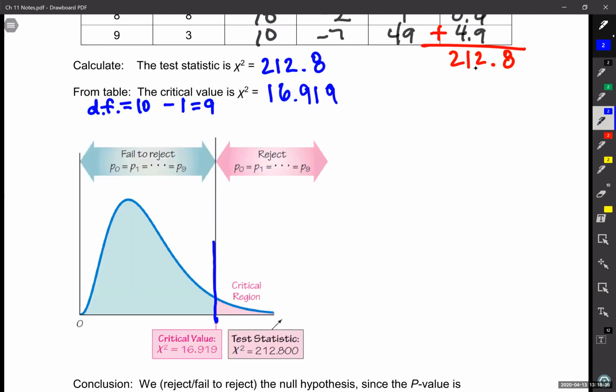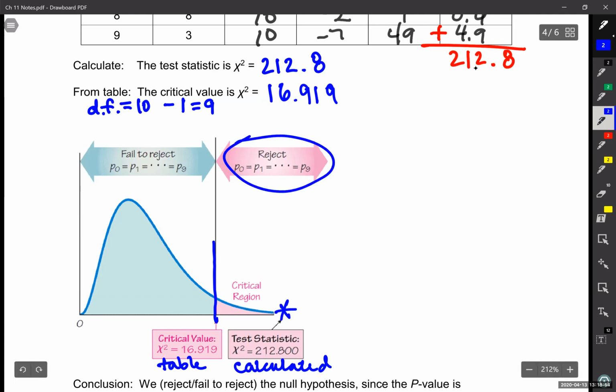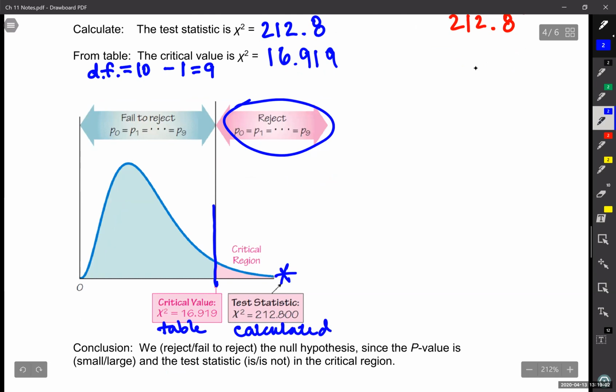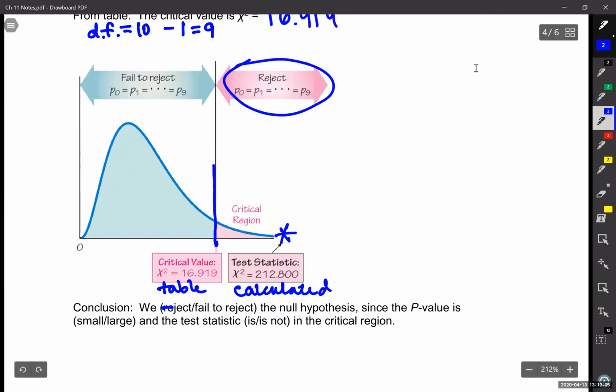And our test statistic, it's a super big test statistic. It doesn't even fit on this, but this was calculated, and we got 212.8. And so this is definitely in the rejecting of the null hypothesis. So we will, oopsies, that was supposed to be a highlight. We will reject, I don't like that, I'm going to circle it. We will reject the null hypothesis.